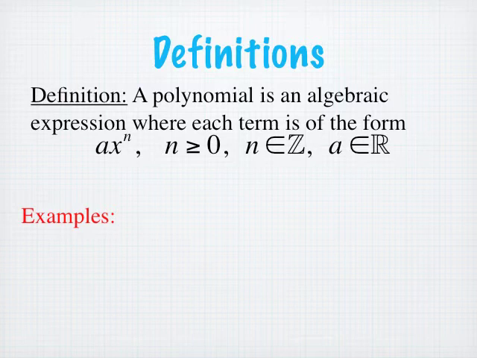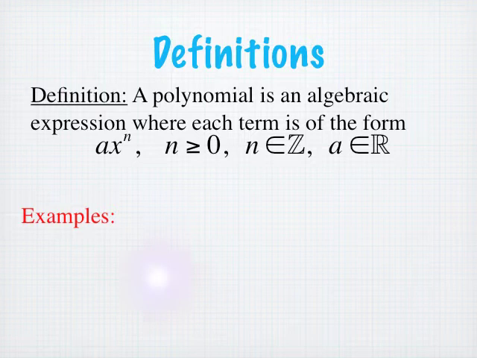So again, from the beginning, a polynomial is an algebraic expression where each term has the form a times x to the n power. The important things to know there is that the exponent on the variable, the n, has to be greater than or equal to 0, so we can't have any negative exponents. n needs to be an element of the integers, so we can't have any fractional exponents. And a, the number in front of x, is any real number.